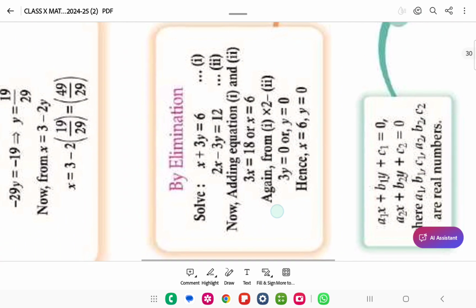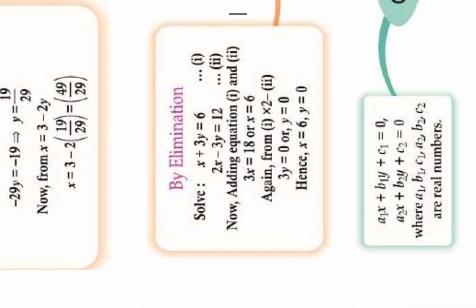In this elimination method, one equation is given, x plus 3y equals 6, and 2x minus 3y equals 12, that is the second equation. Now adding equations 1 and 2, you will get 3x equals 18, or x equals 6. Again from 1, multiply by 2 and subtract. Here you will get 3y equals 0, or y equals 0. Hence x equals 6 and y equals 0.